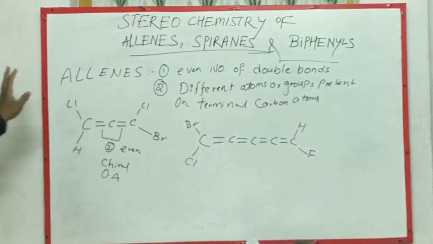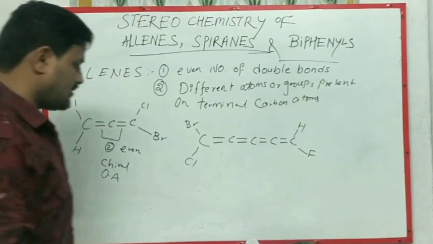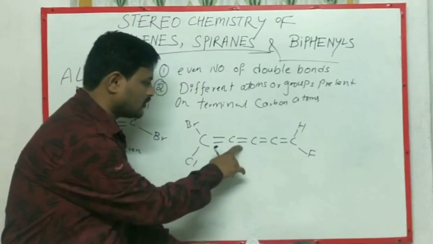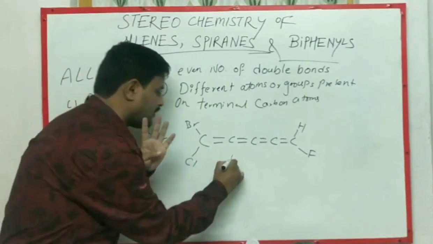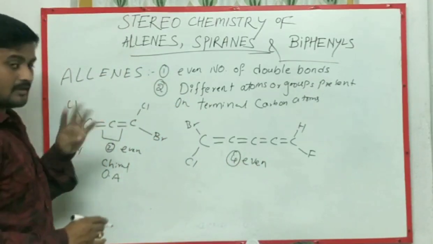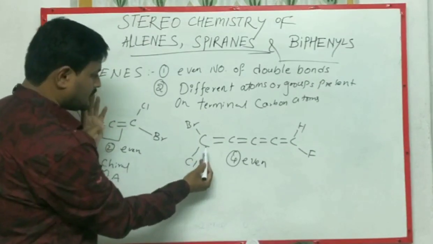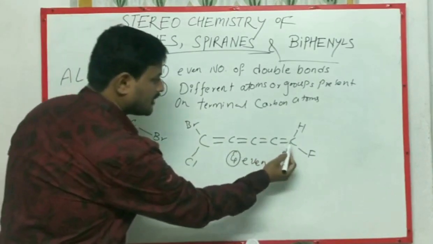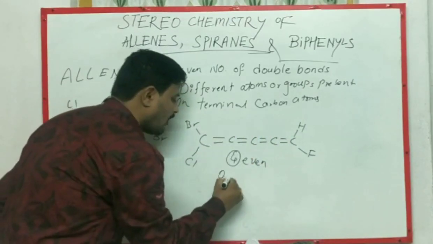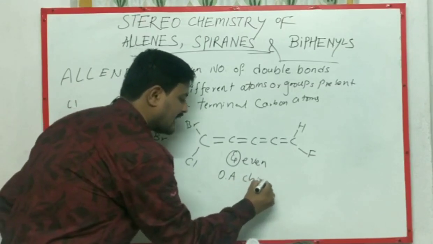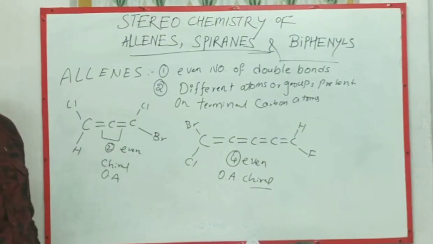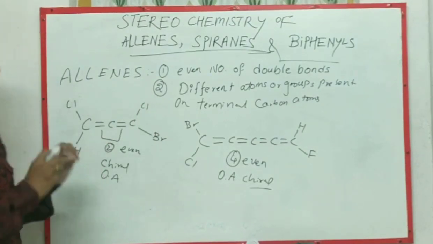For example, is this optically active or optically inactive? Just observe. How many double bonds are there? 1, 2, 3, 4. Four double bonds. It is even. And atoms on the terminal carbon: bromine, chlorine, different. The other terminal carbon atom: hydrogen, fluorine, different. Different groups exist. Then it is optically active and chiral. It is a chiral molecule, so it is an optically active molecule. Do you understand? It is a very simple thing.